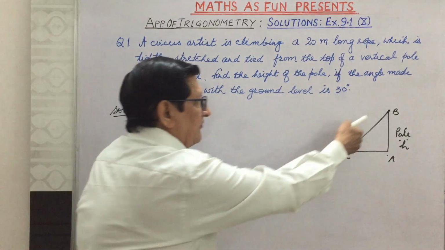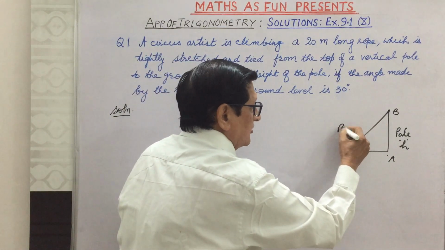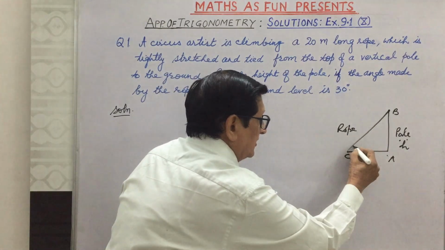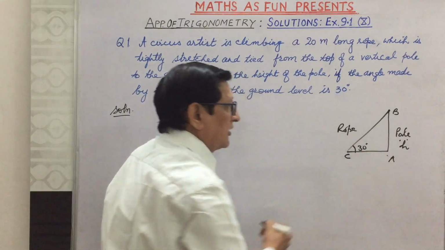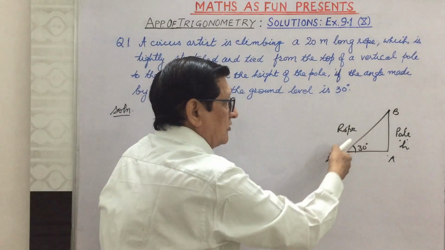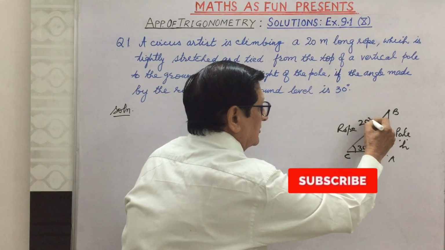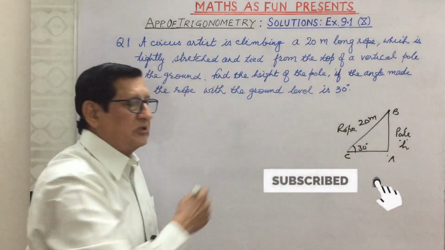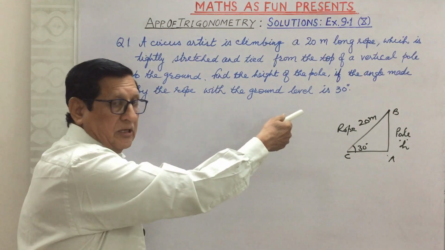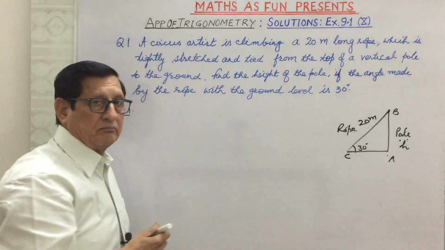The angle made by this rope BC, this is the rope, is 30 degrees with the ground. So we write the angle as 30 degrees. We have been given the length of the rope as 20 meters. It means BC is 20 meters. So we write what has been taken in the particular diagram.